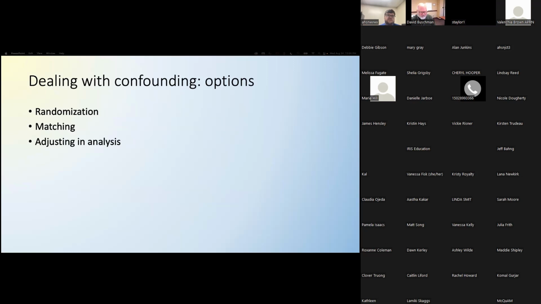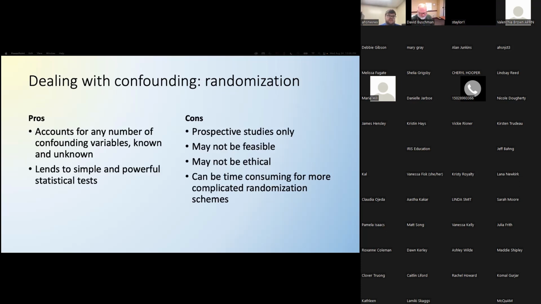And so then our options for dealing with confounding, there's three major ones, which are randomization, matching, and adjusting during analysis. So randomization and matching are both what we would do during sort of the study design and planning phase. And then just adjusting in analysis would be something that happens kind of after the study is performed and we're doing analysis. And sometimes you can end up doing multiple options of these. You may end up randomizing, but still adjusting in analysis. So let's kind of take a deeper dive then into the pros and cons of randomization.